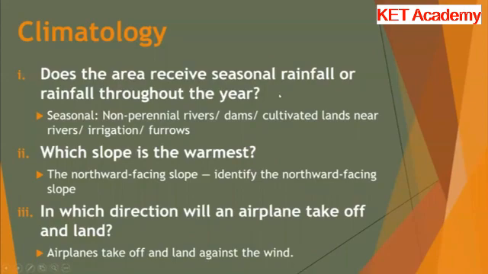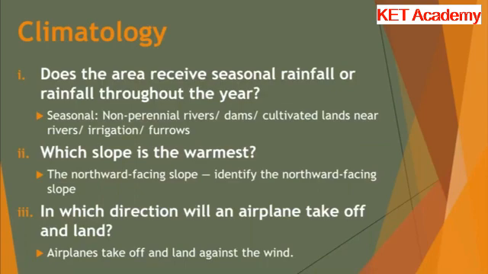So first starting off looking at our climatology, so looking at our weather. A very common question that they love to ask on maps is, does this area receive seasonal rainfall or rainfall throughout the year? So there's many different things that we can look at on the map to see if we have seasonal rainfall or if we have rainfall throughout the year.